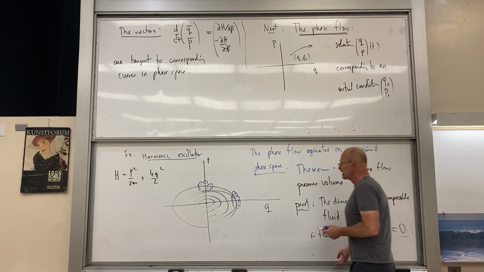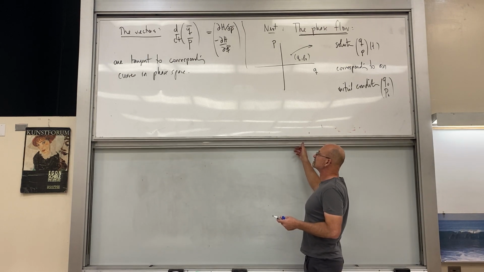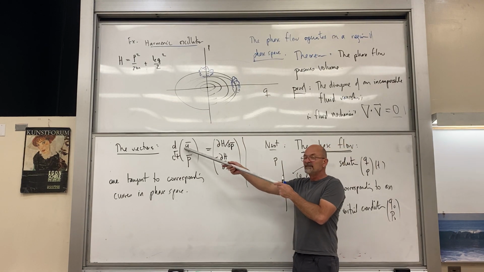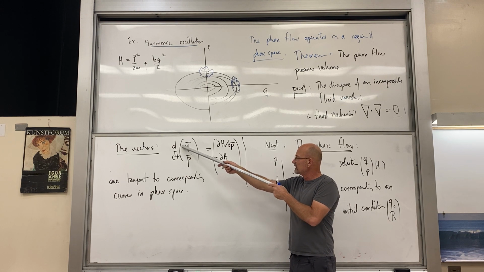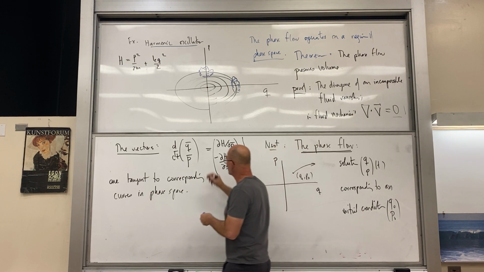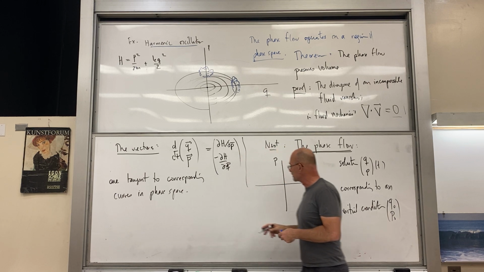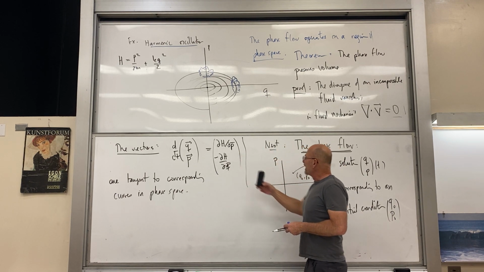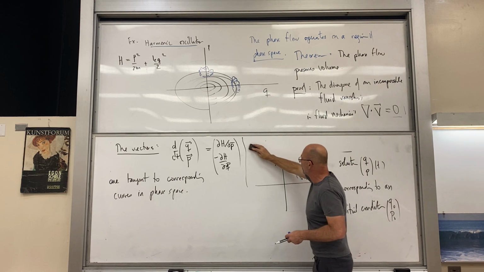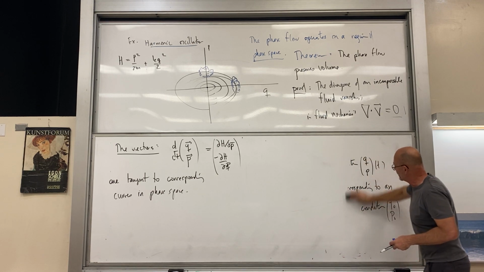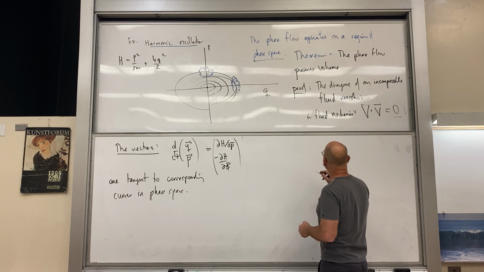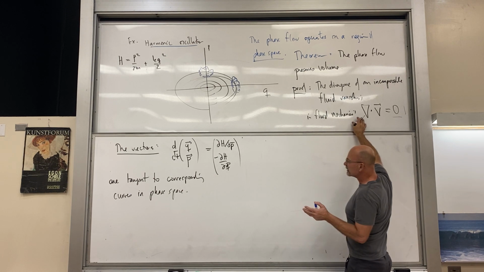But how about in Hamiltonian mechanics? In Hamiltonian mechanics, this is our velocity vector, the time derivative of (q, p). It's not q over p, right? That's the two n-dimensional vector. So we're going to make use of Hamilton's equations. I'll prove this later.